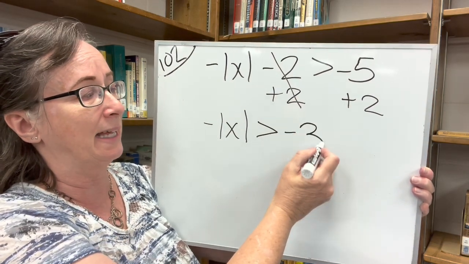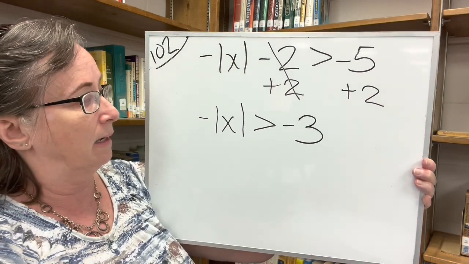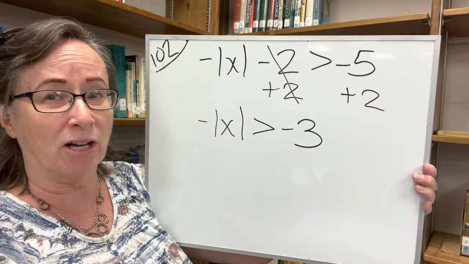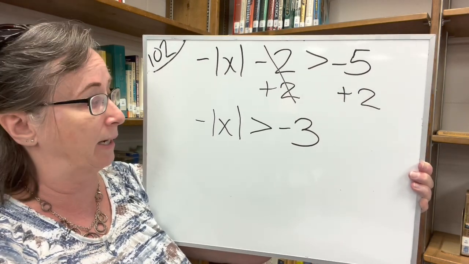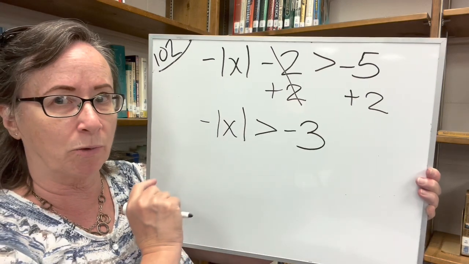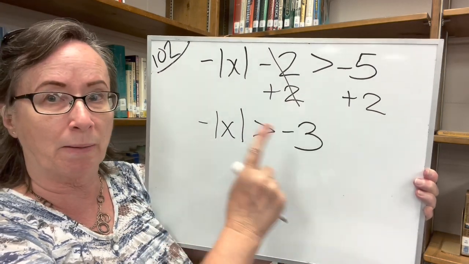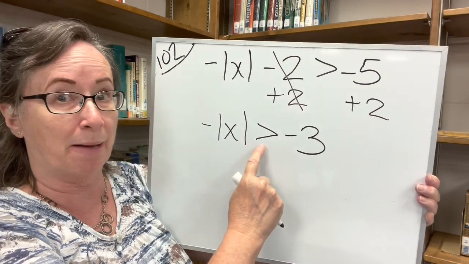So we have not done any multiplying yet. Okay, remember we can add and subtract all day and not have to worry about that inequality sign. So now I'm going to worry about the inequality sign because I'm going to multiply by negative 1 on both sides, which means I must flip.